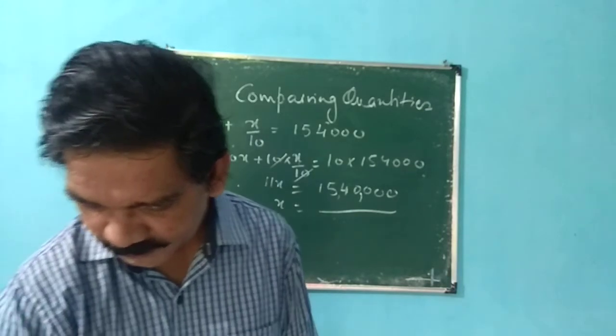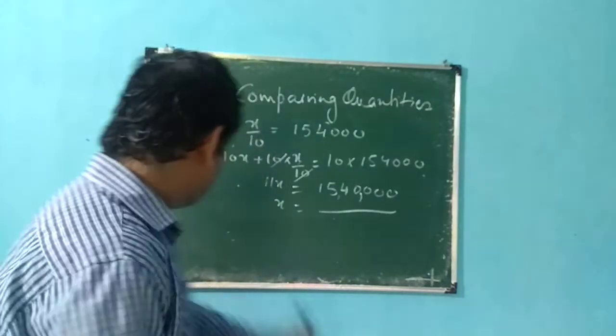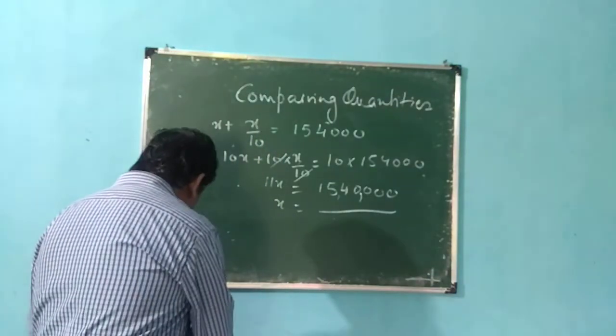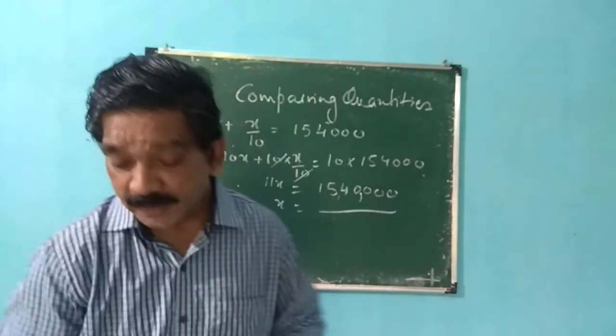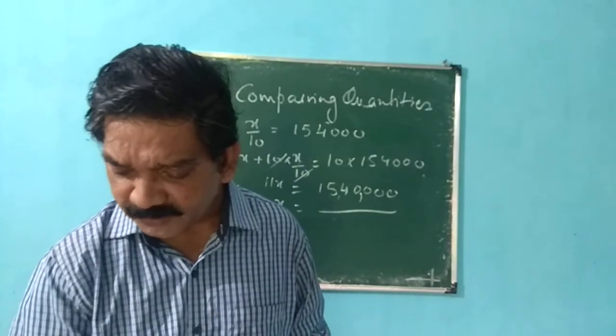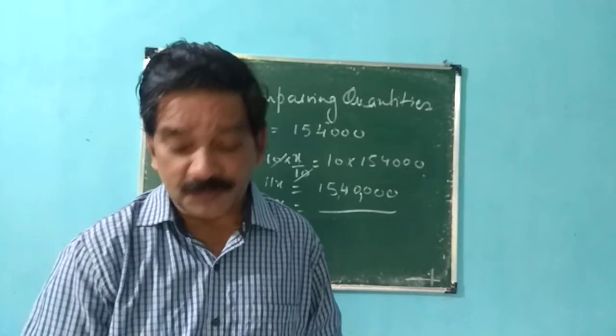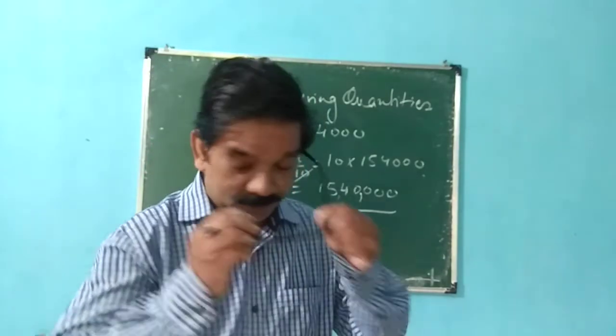Okay. Now let us proceed to question number 4. Now question number 4 is based on profit and loss. Alright, it is based on selling price, or let us say profit and loss. So we'll start with this question number 4. Now what is question number 4?